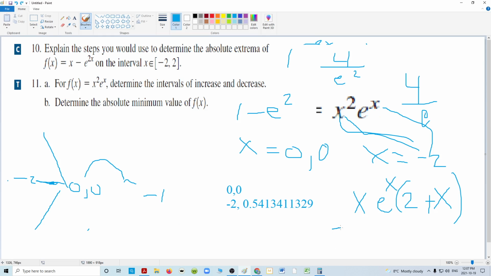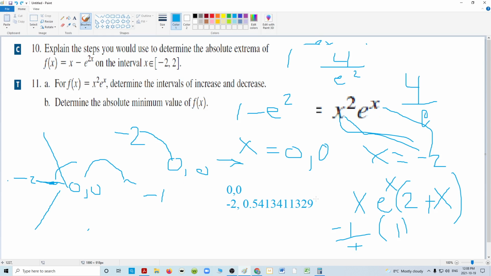Well, we get minus 1 times e to the minus 1, which is just minus 1 over a positive number, times 2 plus minus 1, which becomes 1. 1 times a minus. So that means the slope between minus 2 and 0 is a negative slope, which means it's going down. The question is, on the right, is it going up again?